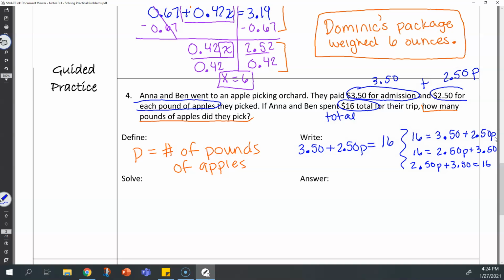Now that you've done that, let's go ahead and solve this problem and answer the question. Pause your video, solve the equation, and then come back and check your answer against mine.